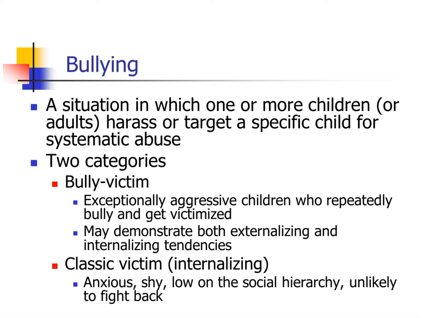And then the other one is the classic victim, which is generally internalizing, and it is where the kids are more anxious and shy, and so they might also be lower on the social hierarchy, and it's unlikely that they will fight back. So bullies often find the individuals who they think that they can dominate in some way. In other words, they don't generally bully somebody that they figure is at their own level or is a competition for them.